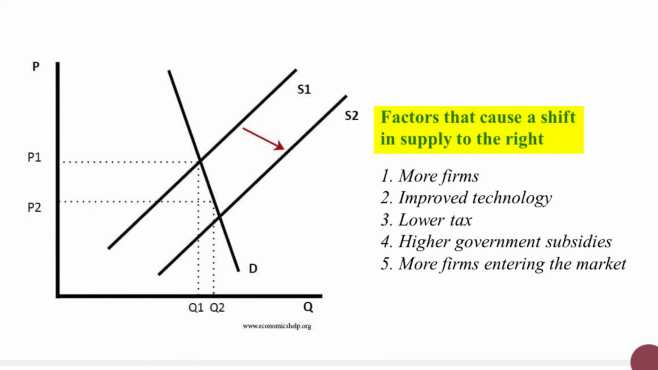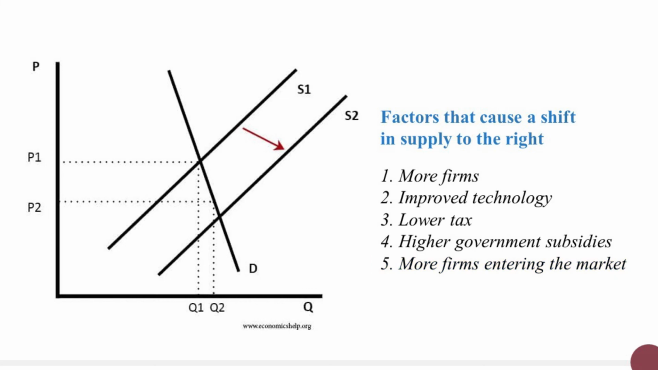Factors that cause a shift in supply to the right. Here we will be examining the shift in the supply curve to the right, meaning a shift downwards. 1. More firms are introduced to the market. 2. There is increased or improved technology. 3. Lower taxes. 4. Higher government subsidies. And 5. More firms entering the market.